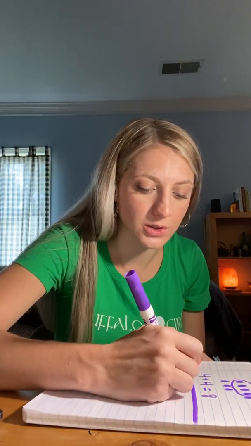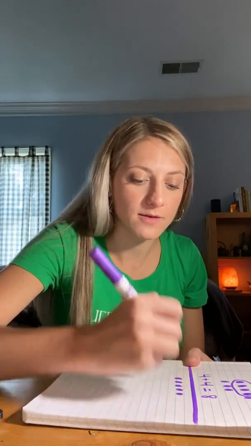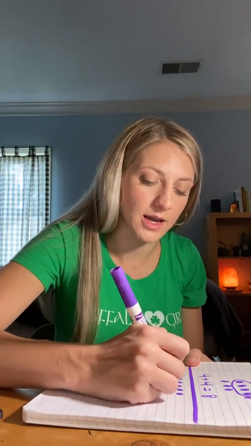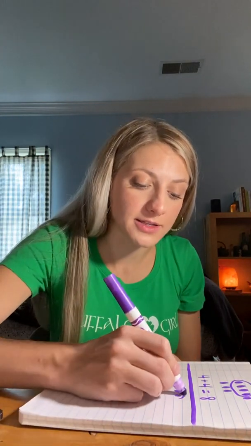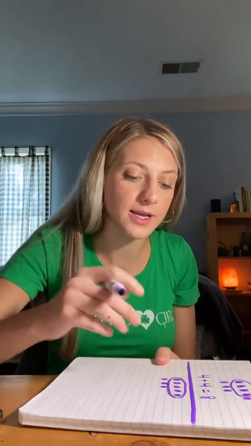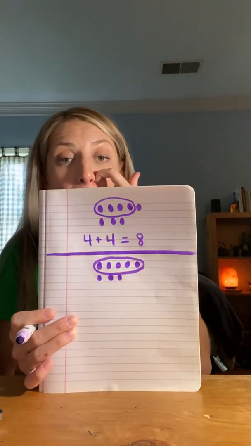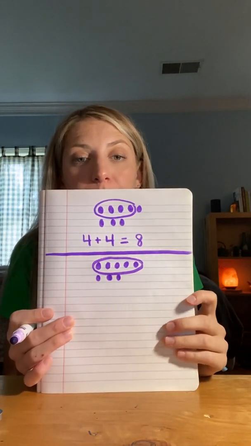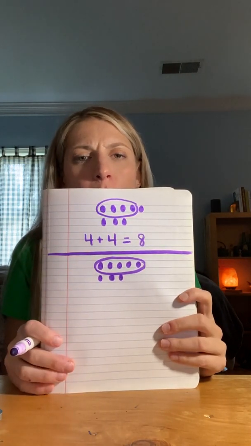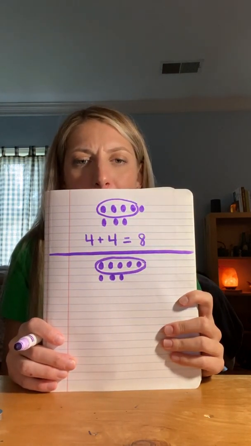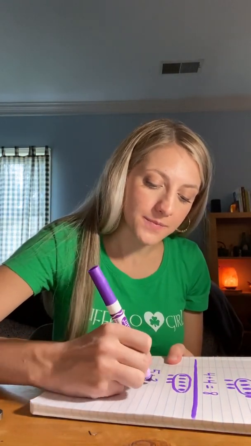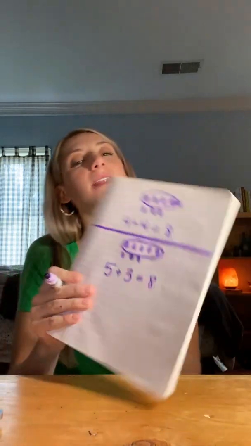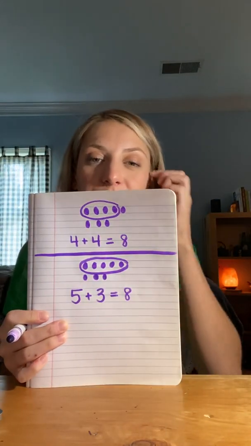Well, I'm going to go ahead and draw my 8 dots again. 1, 2, 3, 4, 5. Next row. 6, 7, 8. What if it was 5 boys, 5 and 3? 5 boys and 3 girls. What would my number sentence be then? 5 plus 3 equals a total of 8.